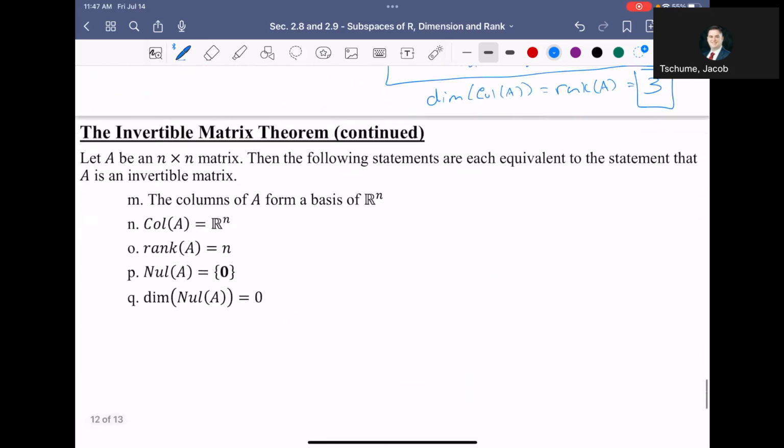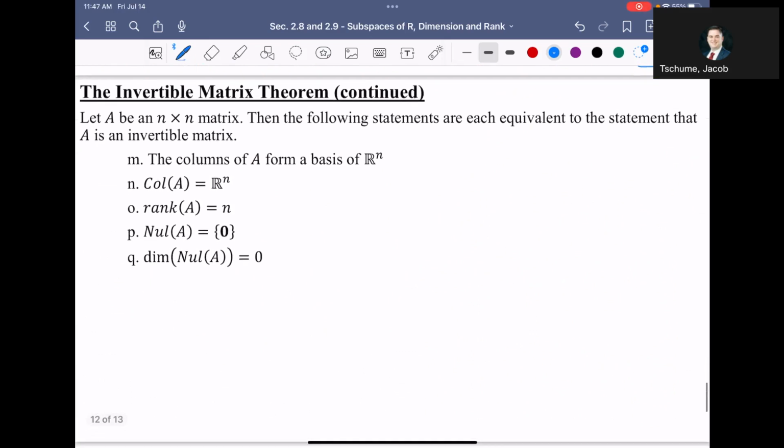All right. And so the last thing I want to cover in this video is we're going to extend what we covered in the last video. We did the invertible matrix theorem, and that was the A through L combo. We're going to add 5 new things to that today that have to do with dimension and rank and column space and all that good stuff, null space, etc.